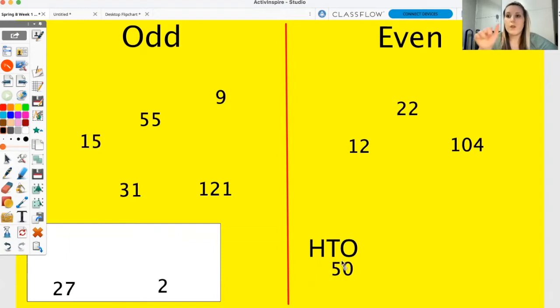50, 2, 4, 6, 8, 0. It has a 0 in the 1s. It must be even. 27, 7 in the 1s. Nope, must be odd. And then the number 2 is 0, 2. It's in the 2's family, of course. So that's our odd and even numbers.